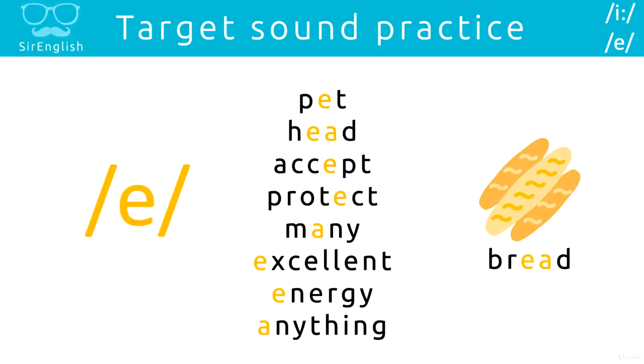So let's look at the target sound practice word list. Notice the symbol on the left. It's simply the letter E. This symbol represents the sound E in English. Okay? It's different from the alphabet. Don't forget this. The alphabet, A, B, C, D, E, is just how we spell words. The symbol on the left is E, but this is representing a sound, not a spelling. Okay? Just keep this in mind. So listen and repeat after me.